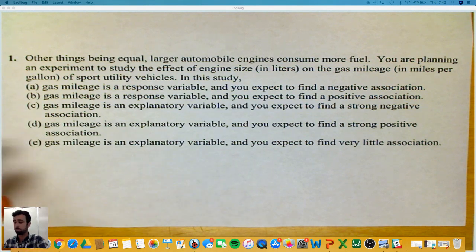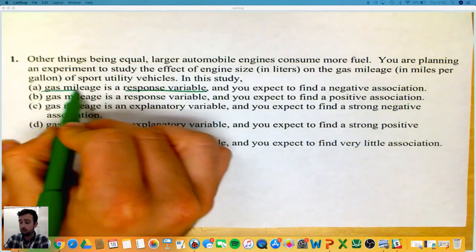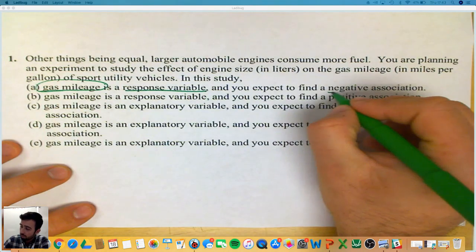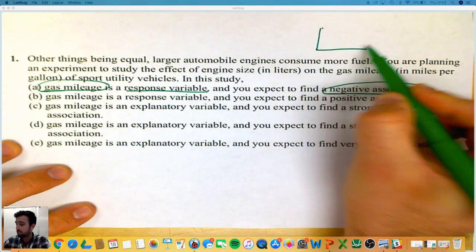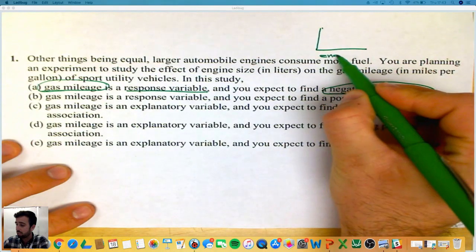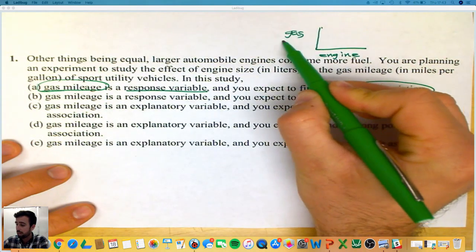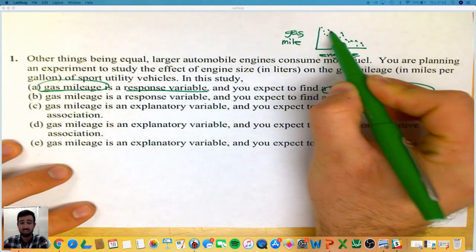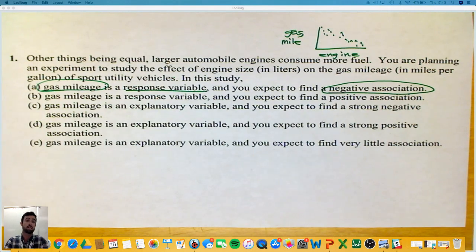So let's break that down. The response variable, again, is what we're trying to measure. And we are trying to measure gas mileage. We're trying to see how much gas mileage based on your engine size. Would we expect a negative correlation? So would we expect, as your engine size increases, your gas mileage to go down? And the answer is yeah. If you have a heavier car, heavier cars mean less gas mileage.